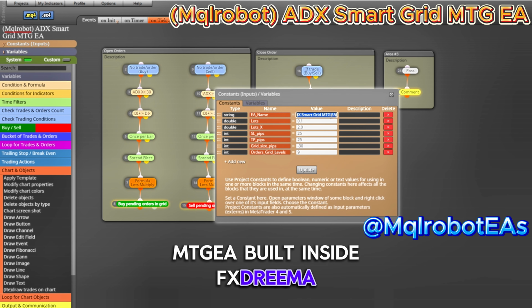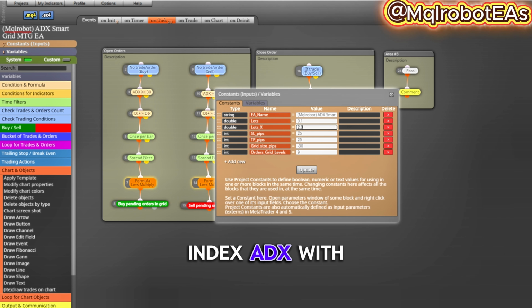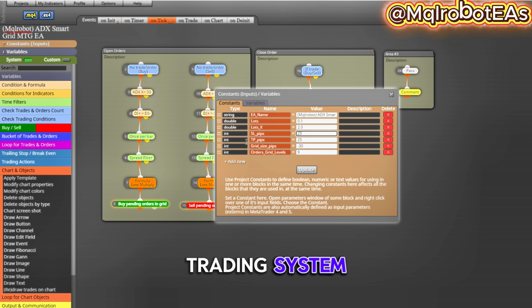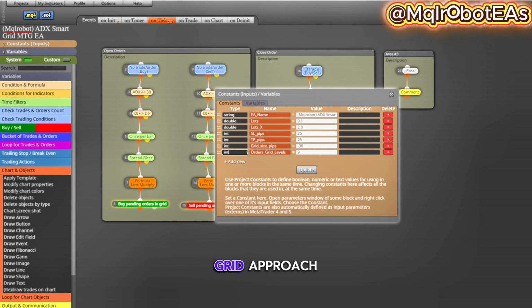In this video, we'll walk through the structure of the ADX Smart Grid MTG EA, built inside FXdreema. This expert advisor combines the average directional index, ADX, with a smart grid trading system, aiming to capture strong directional moves while managing orders through a layered grid approach.